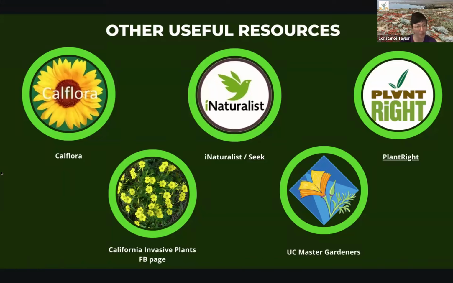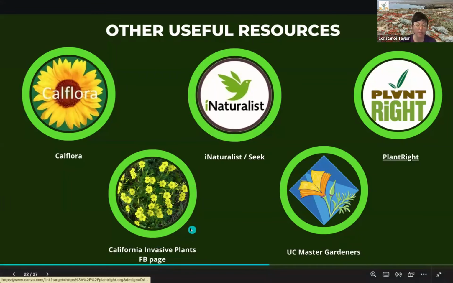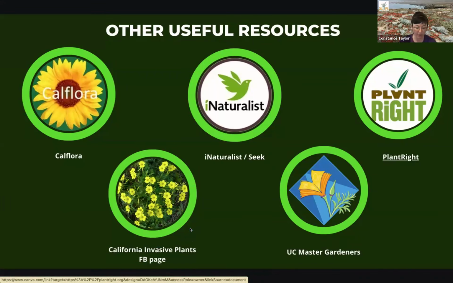As far as another resource for IDing goes, there is a California Invasive Plants Facebook page run by Barbara Cossey. Some of you may or may not know her, but this is a very, very active group. There's about 20,000 people on there. If you have questions about species management or a species ID, this is a place where you can get some crowdsourced information, and people are usually pretty on the ball. If you're asking about species management, people will try to help you out.